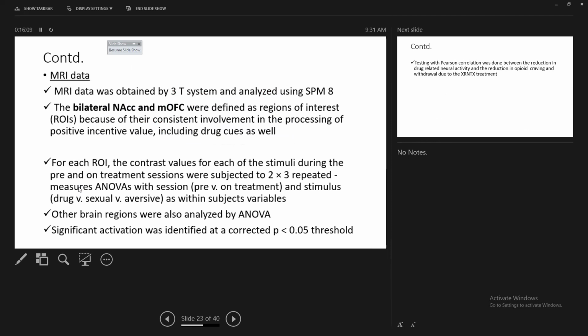Other brain regions were also analyzed, and significant activation was set at a P less than 0.05 threshold. What they have done is that the MRI scores were taken pre and on treatment. Before the XNRTX, what was the level of blood going to that area, and after the XNRTX treatment, what is the level of blood going to that area? So the activation of those areas before the injection versus after the injection. This was the MRI part. That was the written score part. Okay.